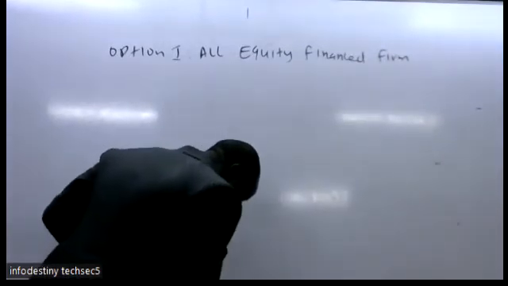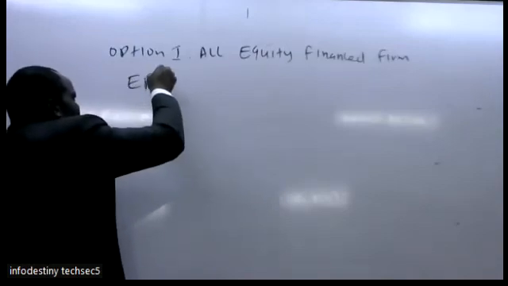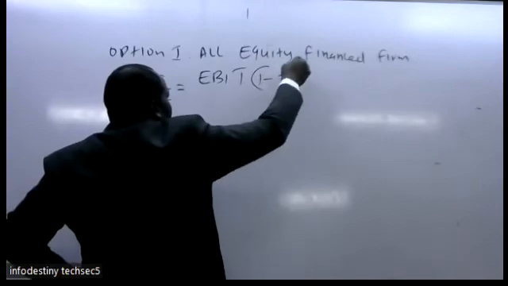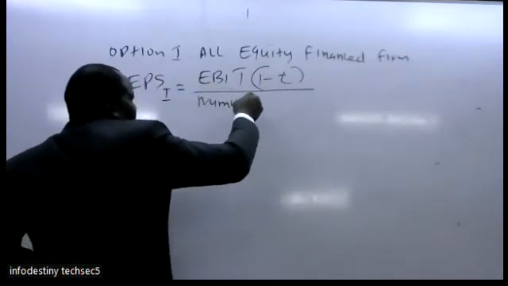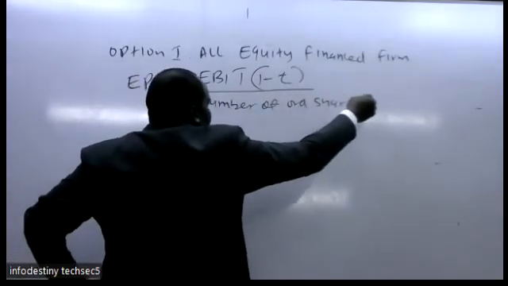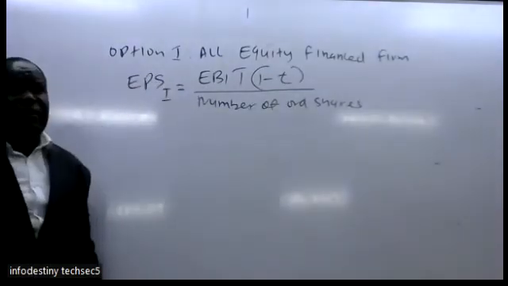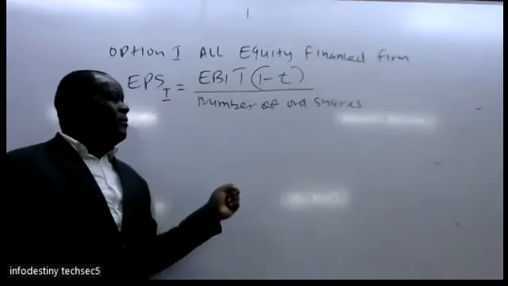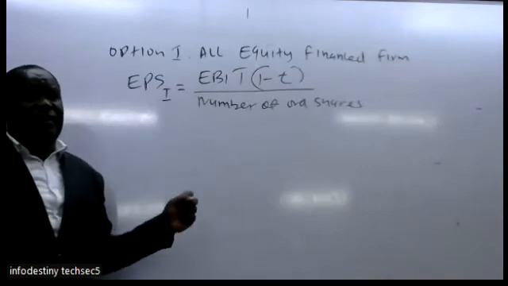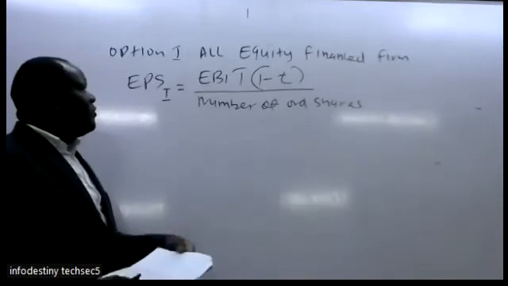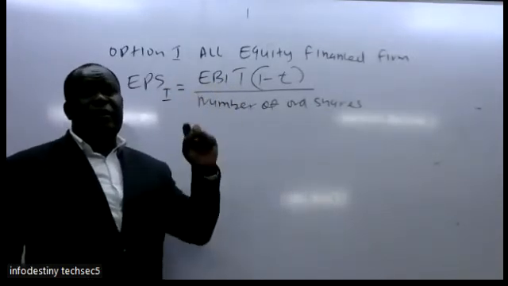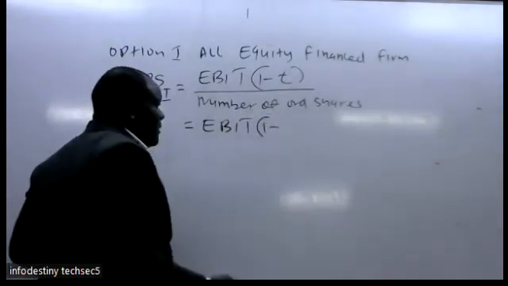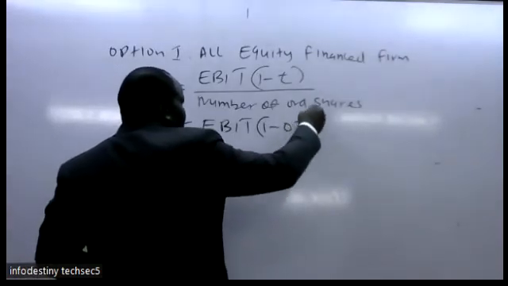So when it is all equity financed, earning per share for option 1 will be given by earnings before interest and tax times 1 minus the tax rate, divided by the number of the ordinary shares. Earnings before interest and tax we don't know, it is one of the items we are looking for. So it will simply be earnings before interest and tax, and the tax rate was 30%, that will be 0.3.